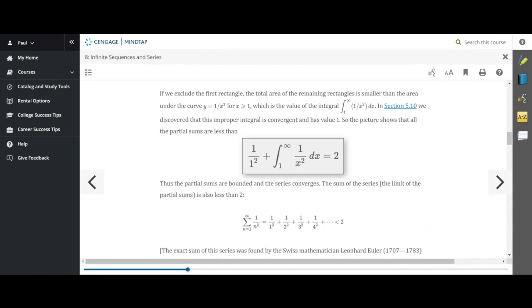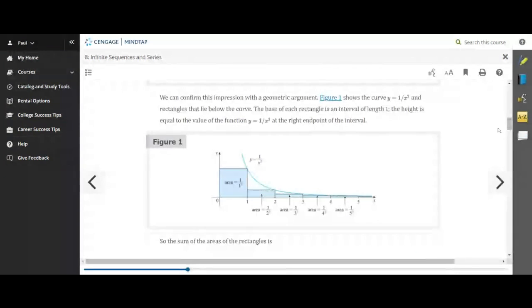if you were to compute the improper integral from 1 to infinity of 1 over x squared dx, that would be 1. Okay, so 1 over 1 squared, which is the first term of the series, plus that improper integral will equal 2. But of course, our series isn't equal to the improper integral. The sum of the terms of the series, the second term, third term, fourth term, and so forth, is not equal to that improper integral. It's less than that by virtue of the picture in figure 1.